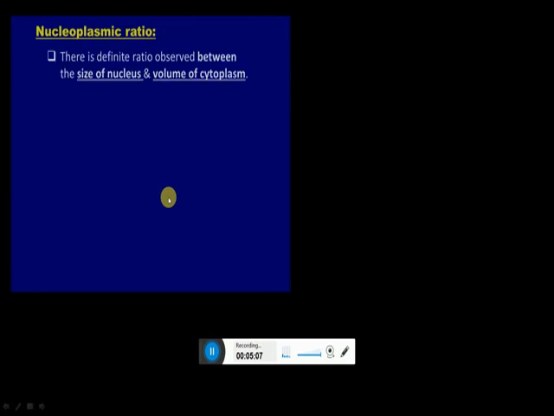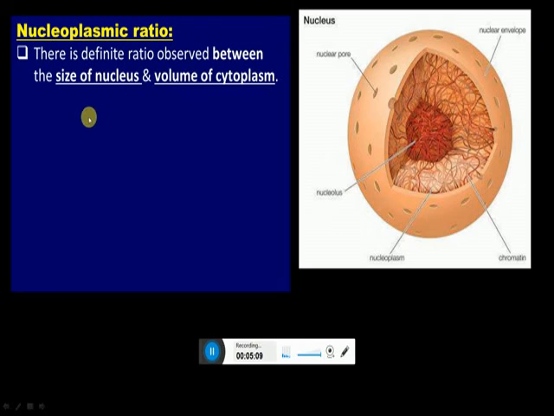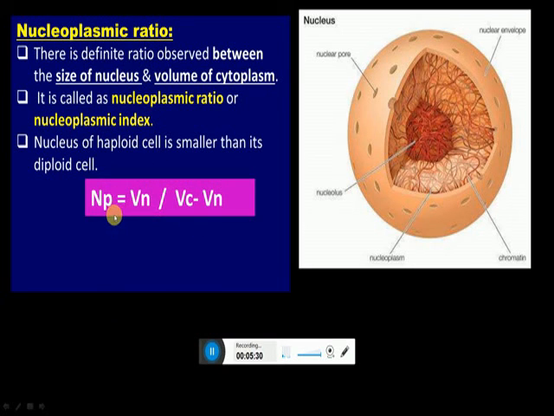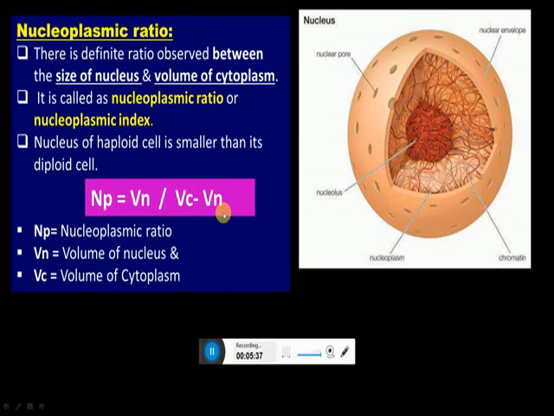Then nucleoplasmic ratio is the next point. There is a definite ratio between the size of the nucleus and the volume of cytoplasm. So size depends on the volume of cytoplasm. It is also called the nucleoplasmic ratio or nucleoplasmic index. The nucleus of a haploid cell is always smaller than that of the diploid cell of the same kind. Nucleoplasmic ratio can be determined by the volume of nucleus divided by the volume of cytoplasm minus the volume of nucleus. So nucleoplasmic ratio, Vn is volume of nucleus, and Vc is volume of cytoplasm.